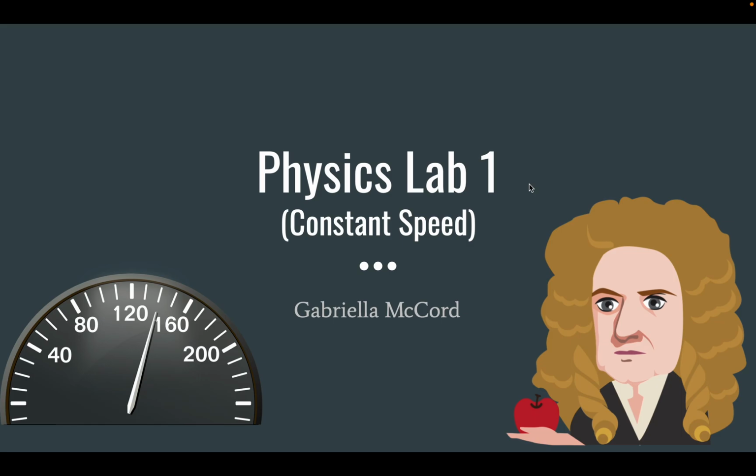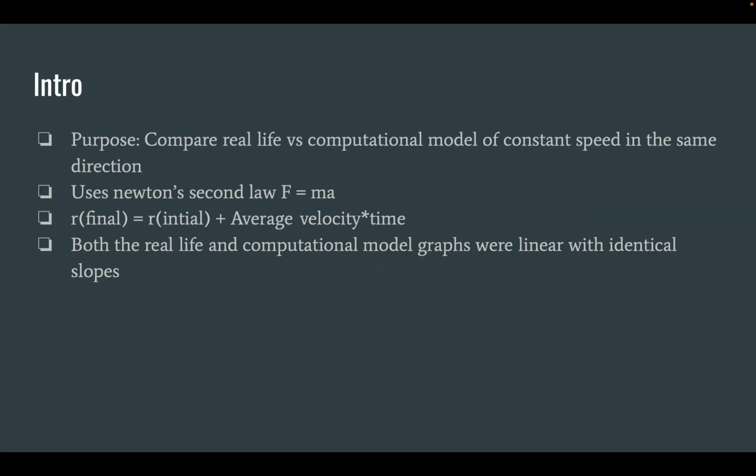Physics Lab 1 of objects moving at constant speed in the same direction. The purpose of this lab is to take real-life moving objects that are moving at a constant velocity and then take the average velocity, which is the same the entire time, and compute its position and then compare its predicted position versus its actual position.